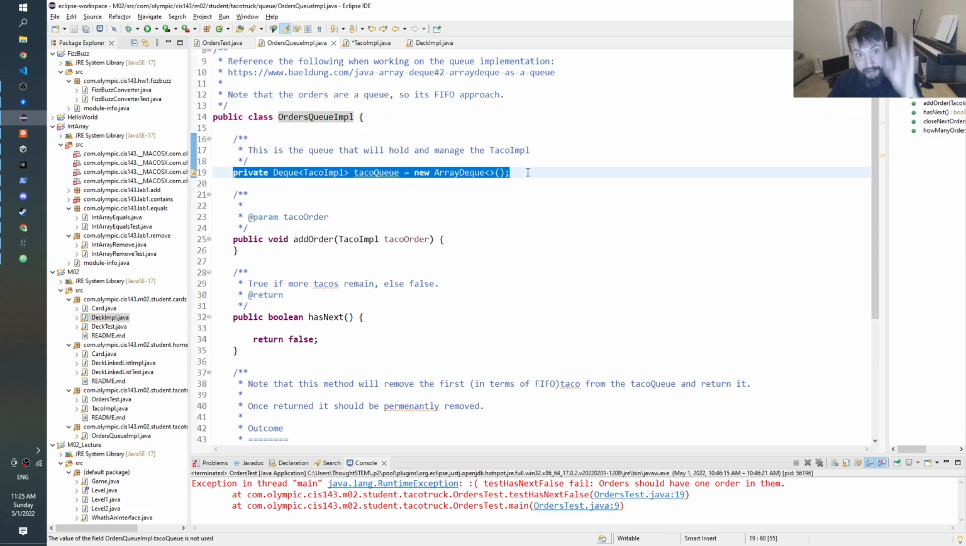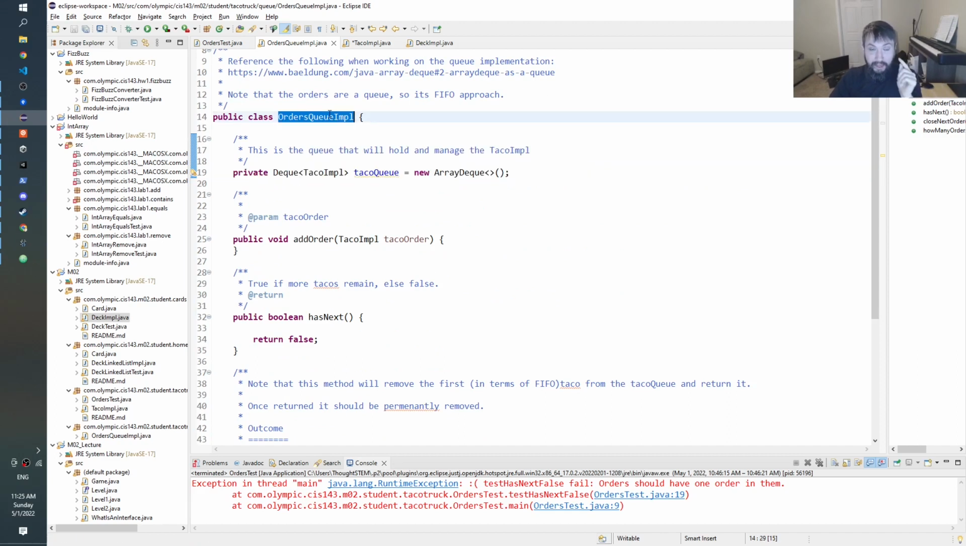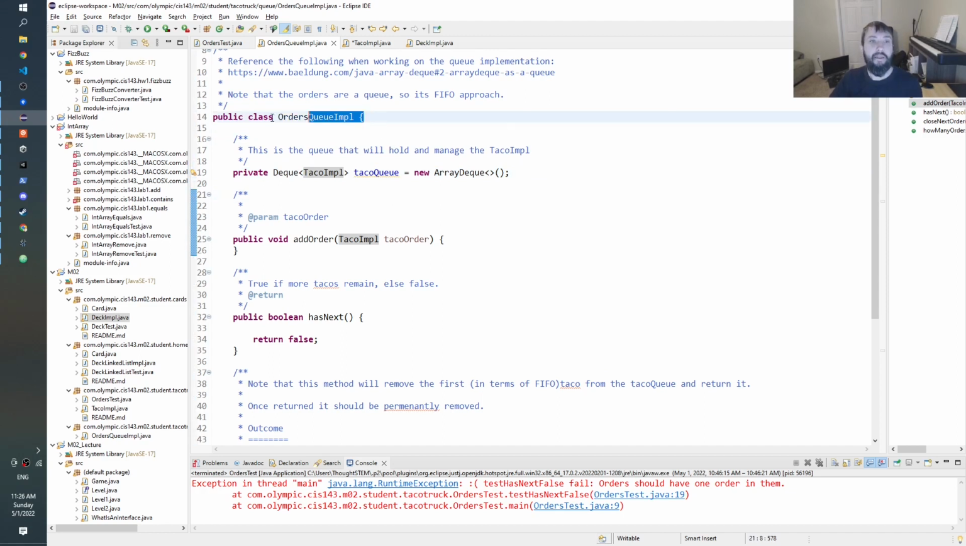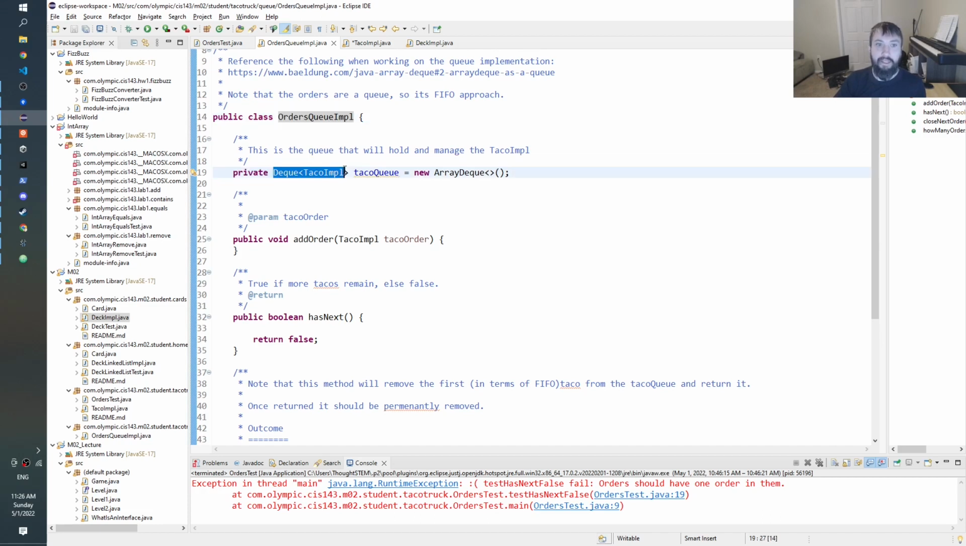but it has inside of it, this is where data structuring can get kind of complicated. This is a data structure that has within it another data structure. It has a deck of taco impls inside of order Q impl. This is a common pattern that a lot of Java programmers call a wrapper class. W-R-A-P-P-E-R, wrapper class. Because this class wraps up a deck.